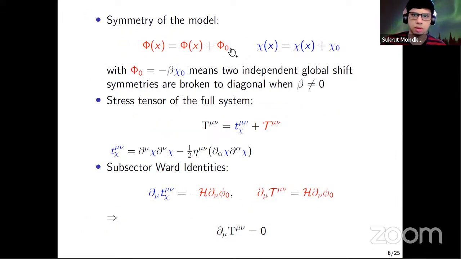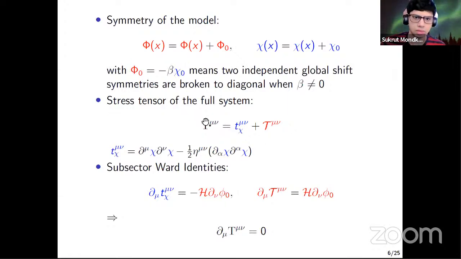Since both the boundary scalar chi and the bulk dilaton phi are massless, the model has these two shift symmetries. But these two shift symmetries are not independent; they are broken to the diagonal because of this semi-holographic coupling relation.